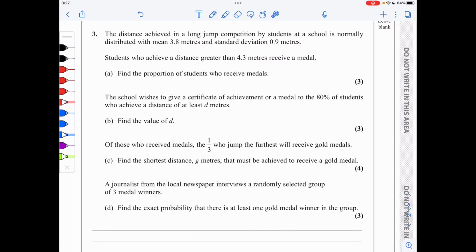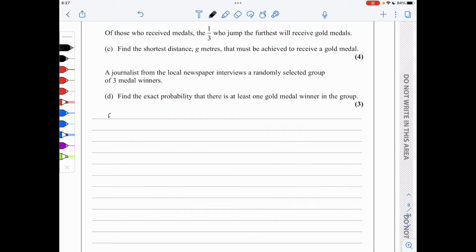In question 3, we've got the distance achieved in a long jump competition following a normal distribution with a mean of 3.8 and a standard deviation of 0.9. And we are told that those that achieve a distance of at least 4.3 meters will be receiving a medal. And we need to find the proportion of students who receive medals. So we could start by defining our random variable x to be the distance, and we know that this random variable follows a normal distribution with a mean of 3.8 and a variance of 0.9 squared. And so we're looking for the probability of x greater than 4.3.